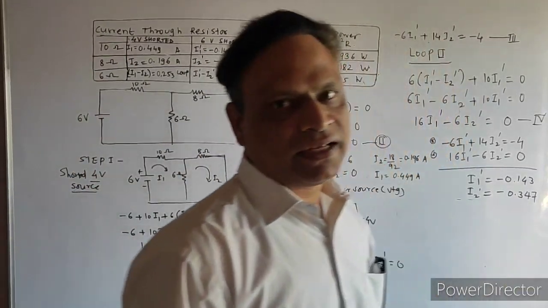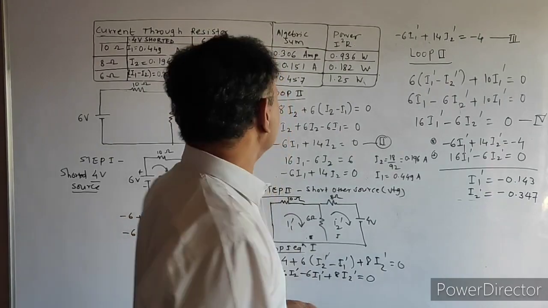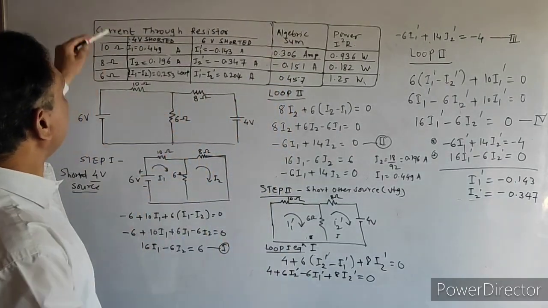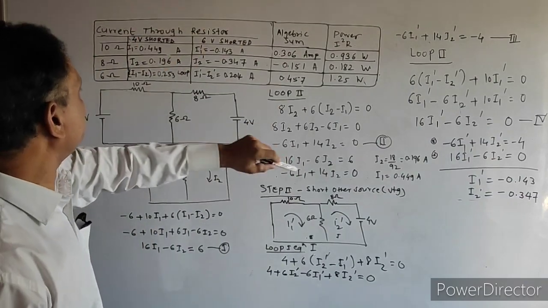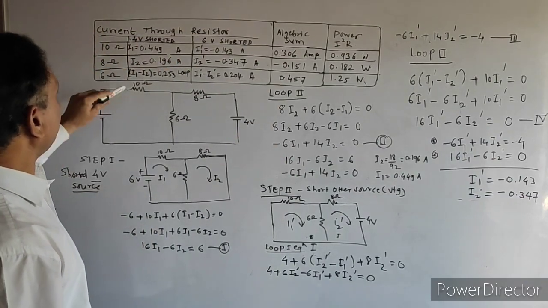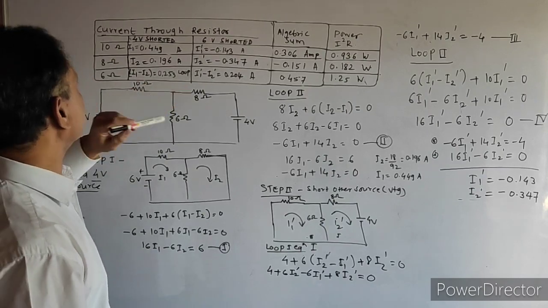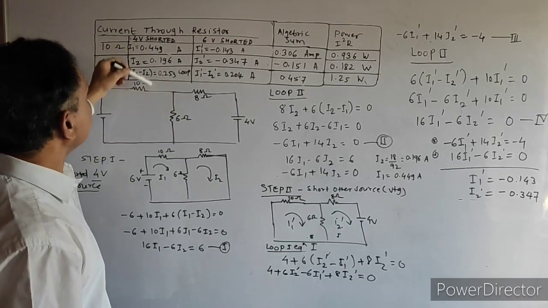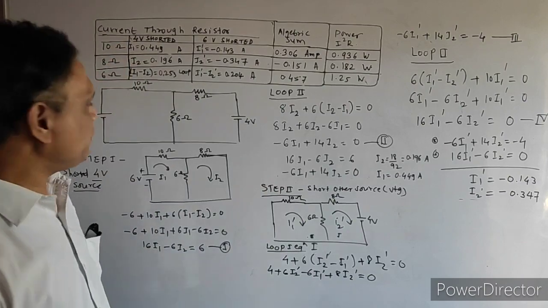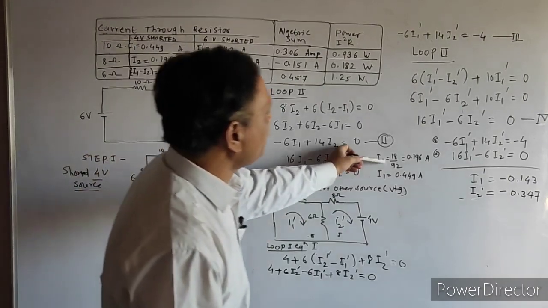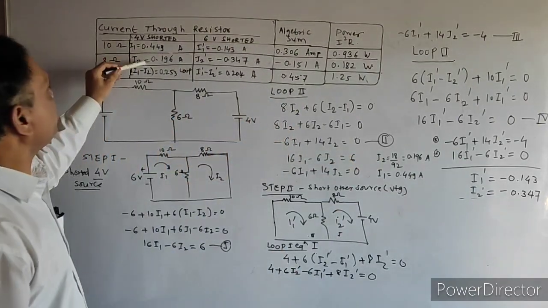Now we'll tabulate all the results and find out the power across each resistance or current through each resistance. Now see, I have made the table like this. Here it has been mentioned the current through the resistor. The resistors in this circuit are 3 in total, that is 10, 8 and 6. So in the first case, when the 4 volt power supply was shorted, we received the values of I1 and I2 that have been written here.